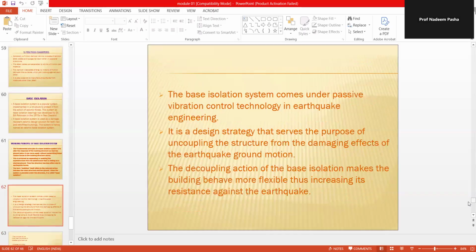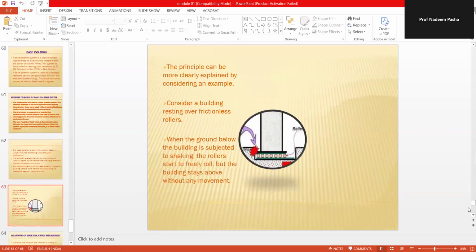The base isolation system comes under passive vibration control technology and earthquake engineering. It is a design strategy that serves the purpose of uncoupling the structure from the damaging effects of earthquake ground motion. The decoupling action of the base isolation makes the building behave more flexibly, thus increasing its resistance against the earthquake. The principle can be more clearly explained by considering an example.